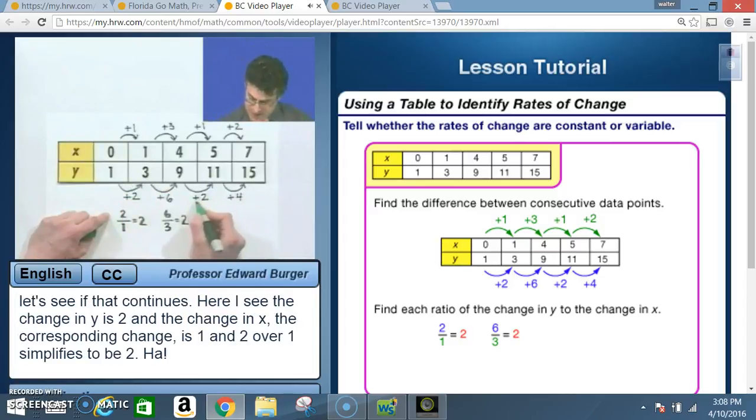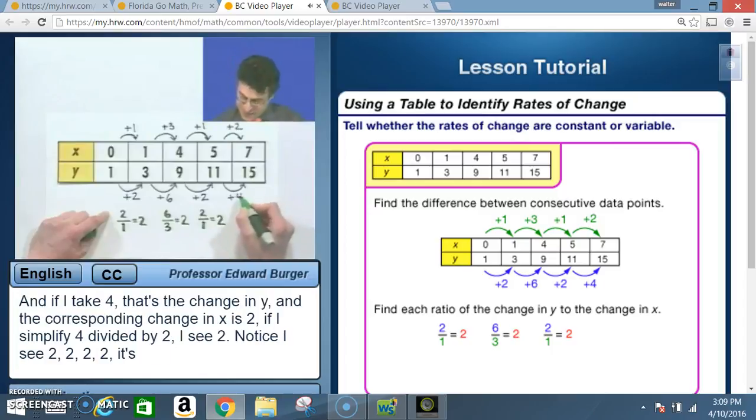Here I see the change in y is 2. And the change in x, corresponding change, is 1. And 2 over 1 simplifies to be 2. And if I take 4, that's the change in y, and the corresponding change in x is 2. If I simplify 4 divided by 2, I see 2.